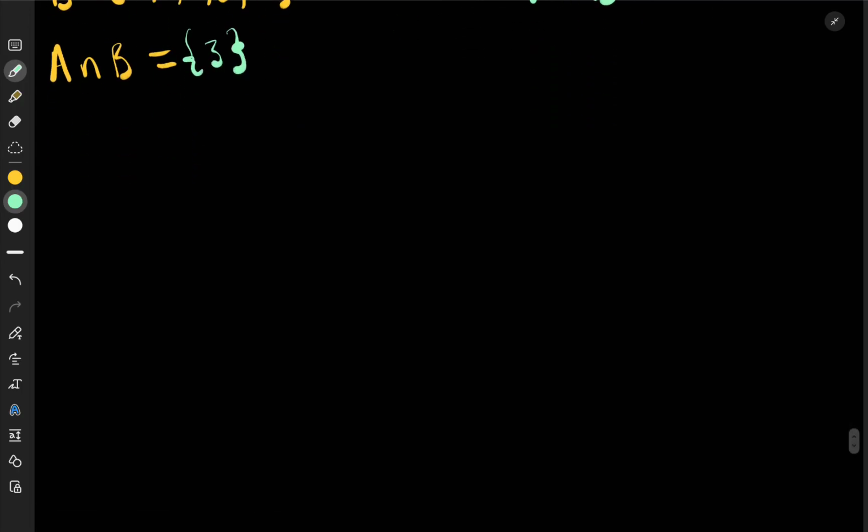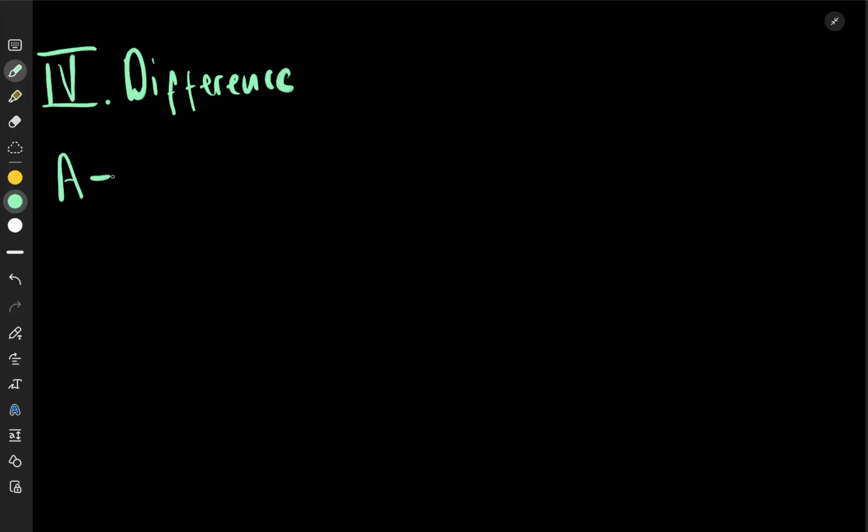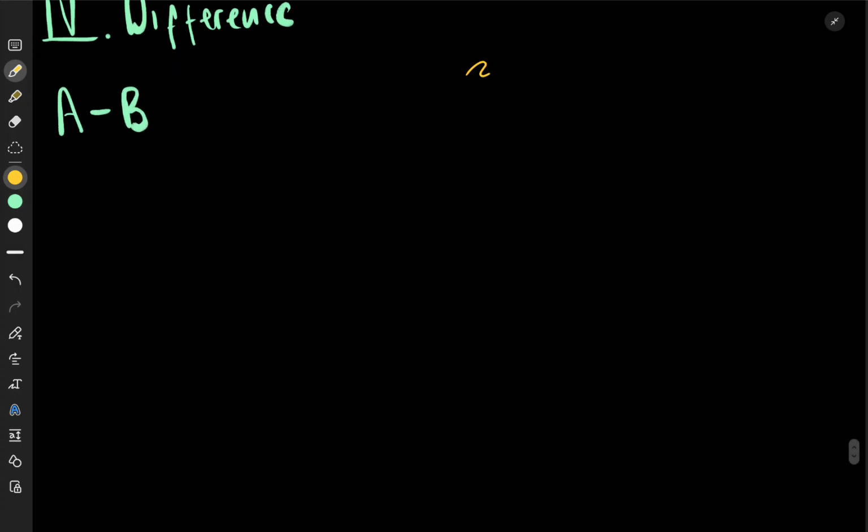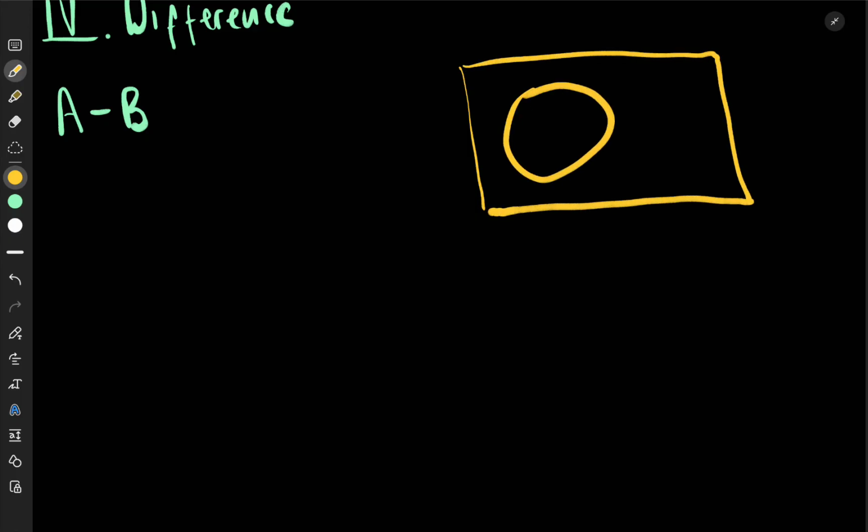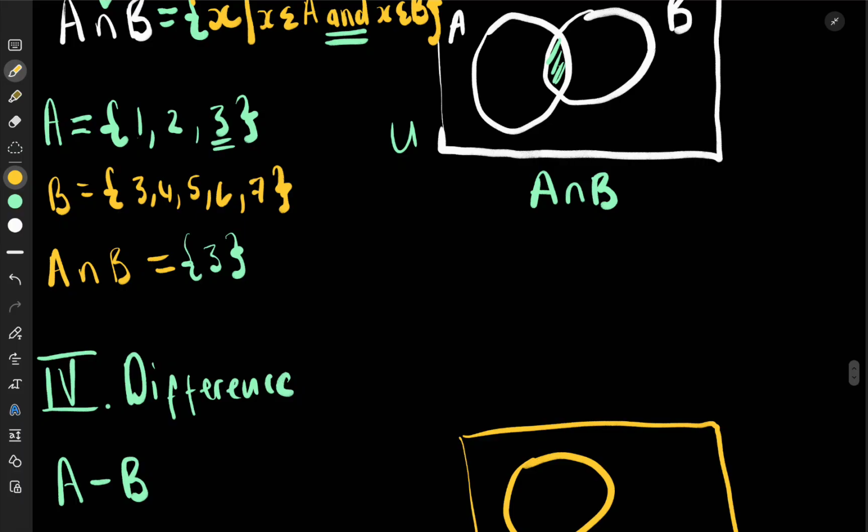And then you may have this fourth one. Now let's talk about the fourth set operation, and that is difference. We'll show it as A minus B. Let's put it on a Venn diagram. Here's your Venn diagram. This is our universal set. We have set A.